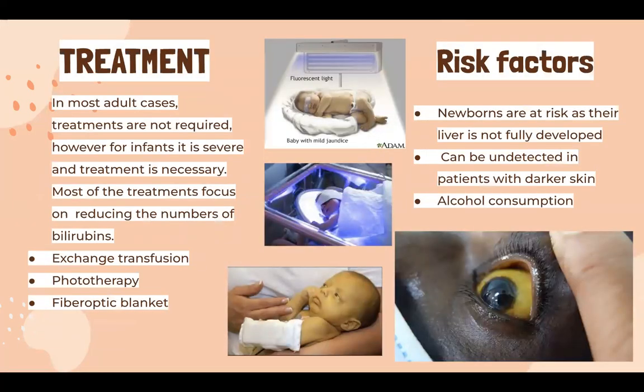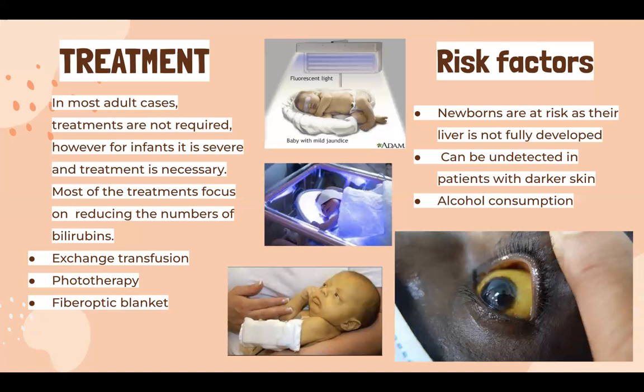And treatments. In most adult cases, treatments are not required specifically for jaundice, because most jaundice is caused by other underlying medical conditions. However, in infants, it could be severe, so most of the treatments in infants focus on reducing the amount of bilirubin through treatments such as exchange transfusion, phototherapy, fiber optic blanket, etc.